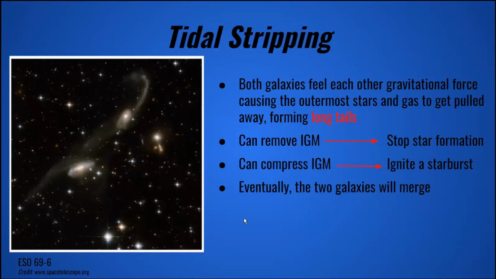Tidal stripping is similar in concept to harassment, except usually the galaxies are similar in size and the speed at which they meet is much lower. So they will just feel each other's gravitational force, and the outskirts, especially the gas and the stars in the outskirts, will be affected by that. They will form beautiful long tails, these are probably the best pictures, really. Beautiful long tails. Again, they can lose stars, they can lose gas, and at the same time, when the gas gets compressed, they can trigger starbursts or star formation.